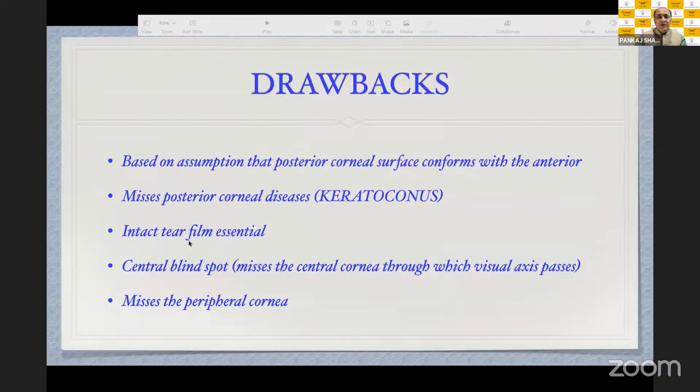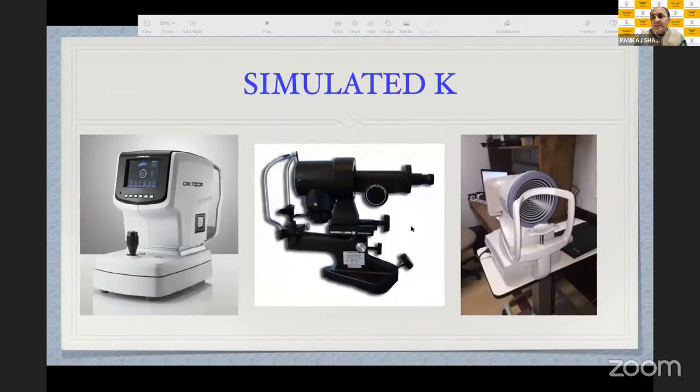Second, and very important, it needs an intact tear film because the mires are projected on the cornea, and whatever image of the mires is made on the cornea is recorded with the camera. So if you don't have an intact tear film, even if the cornea is all right, it is a dry eye, the mires will not be formed and you will not be able to do topography. There is a central blind spot. Now for that, in this center part, there is a camera over here.